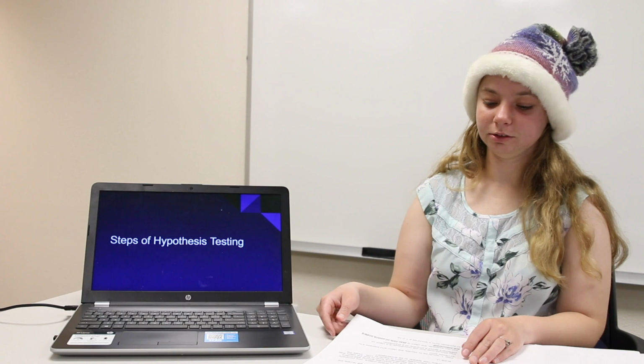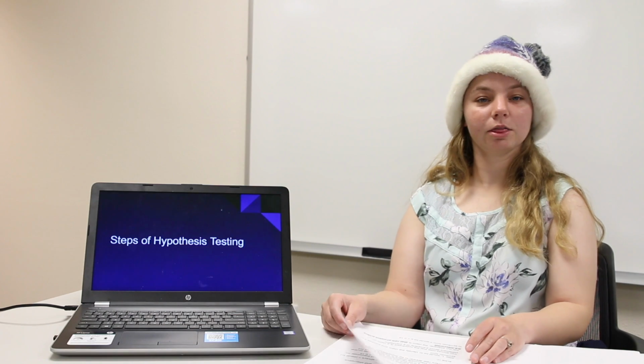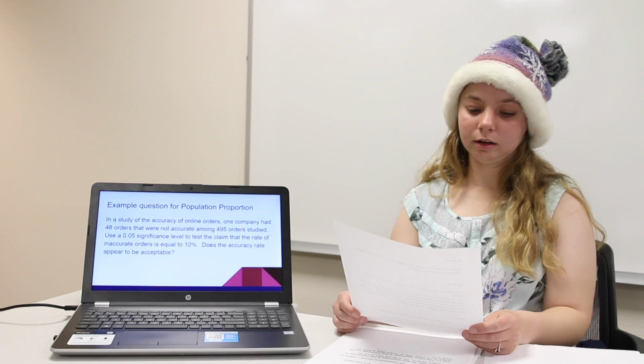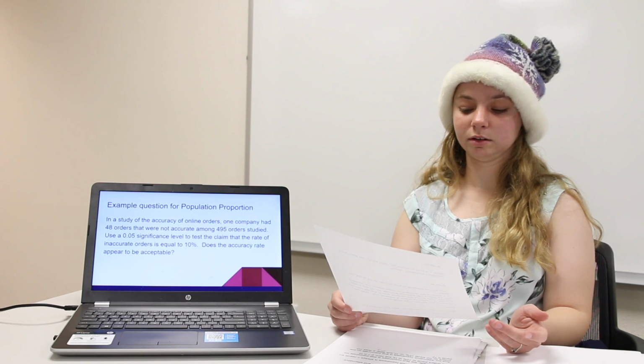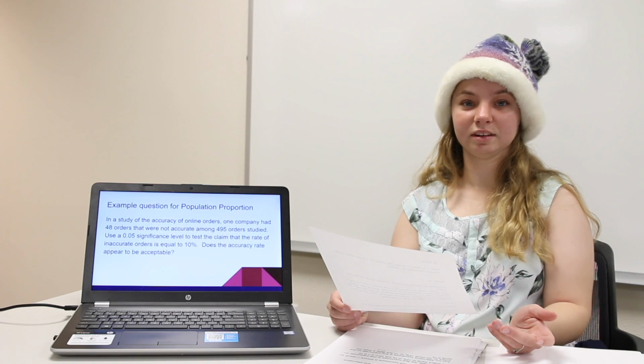Now it is time to review the steps we use when going through hypothesis testing. Let's use an example to walk through as we review the steps. In a study of the accuracy of online orders, one company has 48 orders that are not accurate among 495 orders studied. Use a 0.05 significance level to test the claim that the rate of inaccurate orders is equal to 10%. Does the accuracy rate appear to be acceptable?